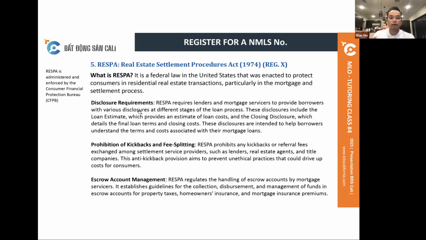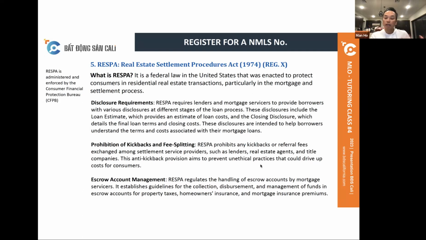Okay, RESPA requires disclosure. There are disclosure requirements. RESPA requires lenders and mortgage servicers to provide borrowers with various disclosures at different stages of the loan process. So I mentioned the mortgage servicer. What does it mean? What are mortgage servicers?